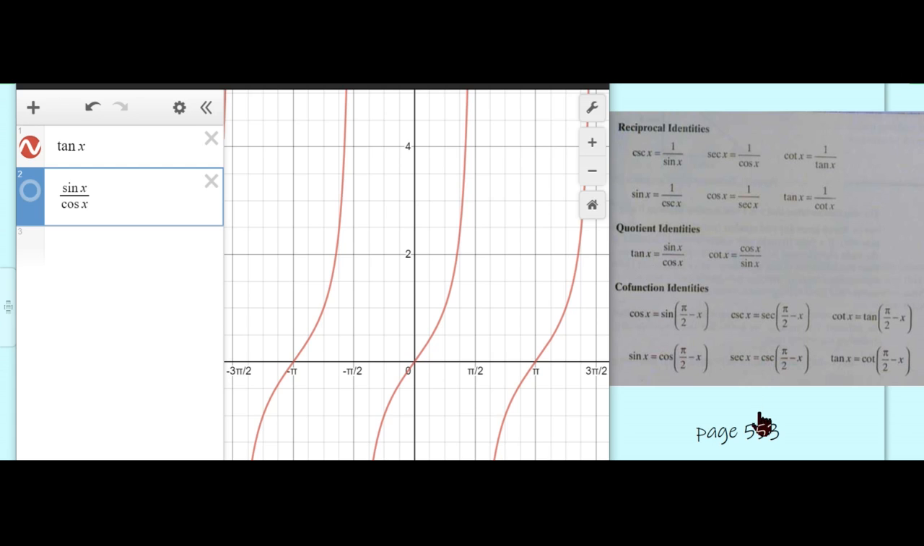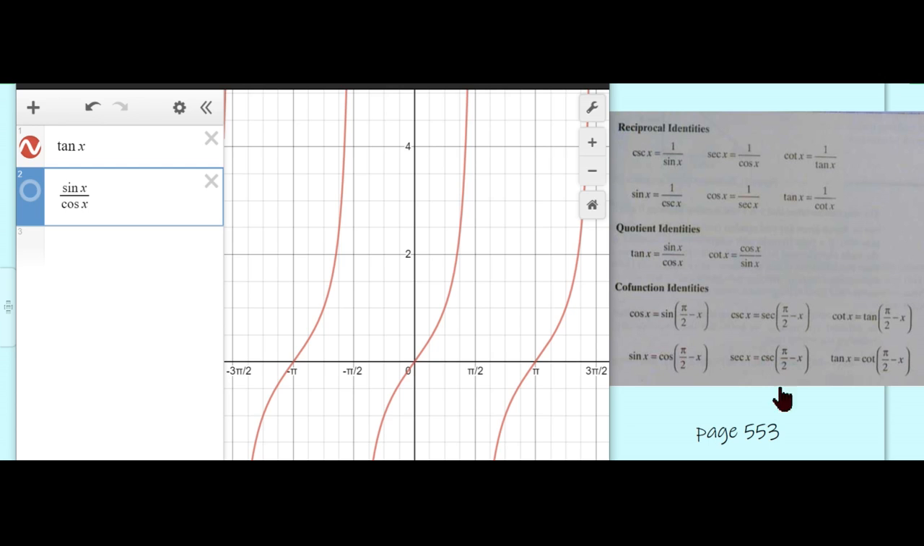Okay, so on page 553, these should be things that you already know, at least the reciprocal identities and the quotient identities. Tangent is sine over cosine, and cotangent is the reverse. It's the reciprocal, so cosine over sine. Cofunction identities, I've talked about it briefly, but you may not have this memorized yet. You will need to start memorizing cofunction identities so that you can recognize these.